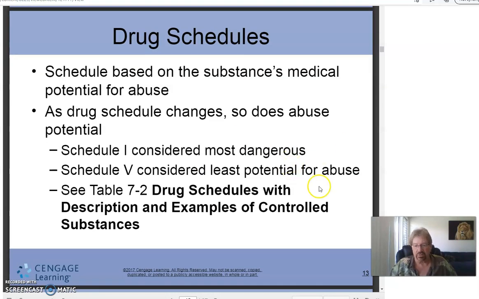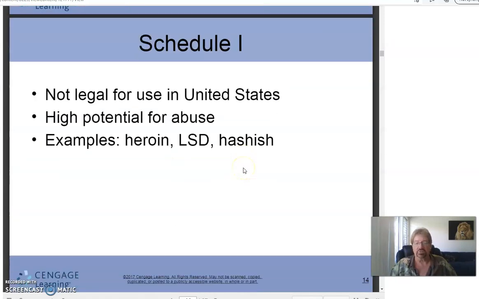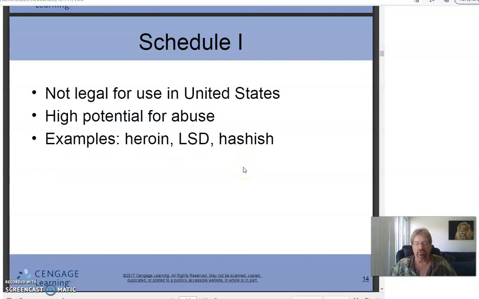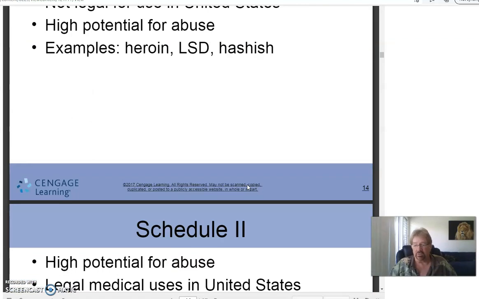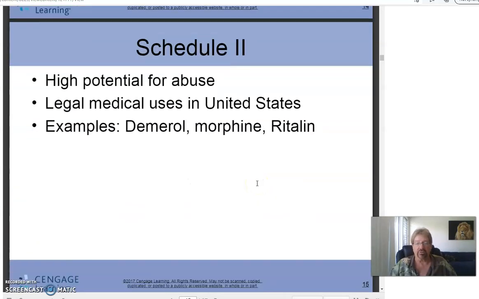is absurd. For example, marijuana is still a Schedule 1 drug, which means that it's very dangerous and it has no medicinal purpose, and we know that both of those are BS. But for the most part, it's quite accurate. You must know these 5 schedules, so get them down. Here's Schedule 1, not legal for use in the U.S. High potential for abuse: heroin, LSD, hashish. Of course, hashish is concentrated marijuana. A lot of people, and myself included, do not agree with that. There's a lot of value to it.